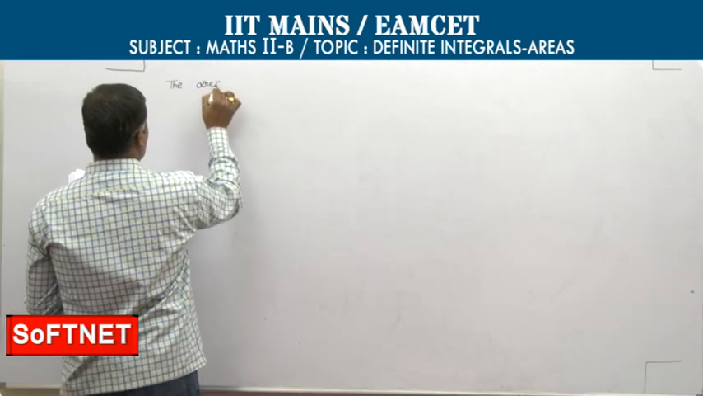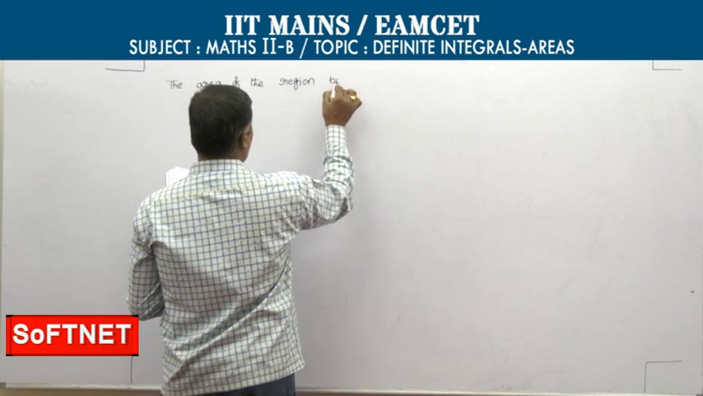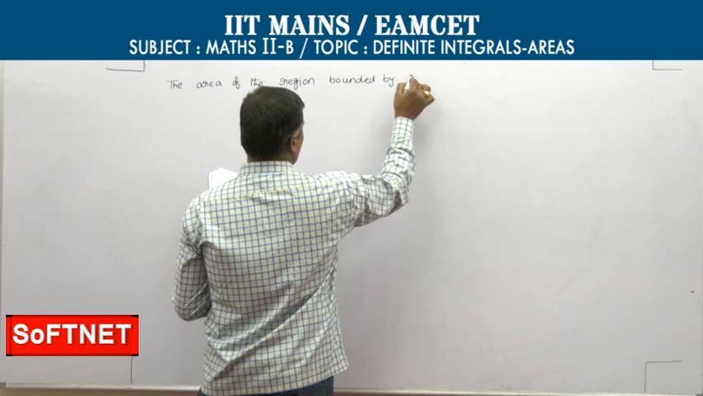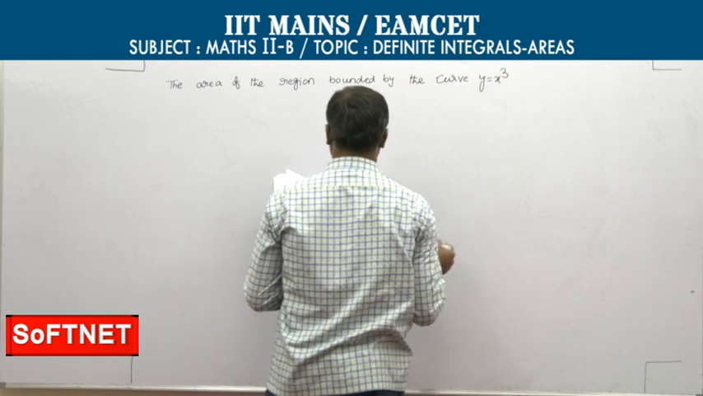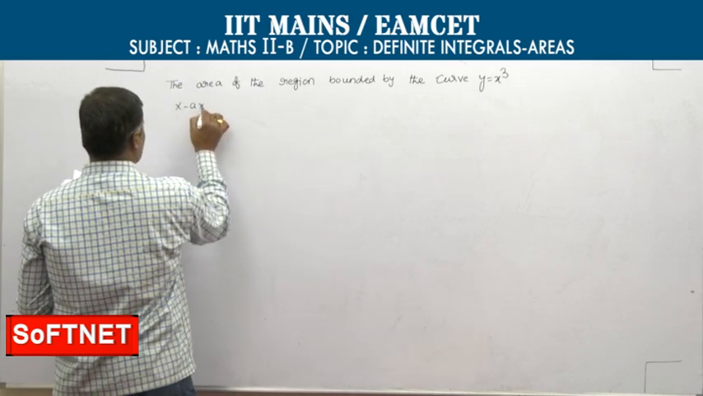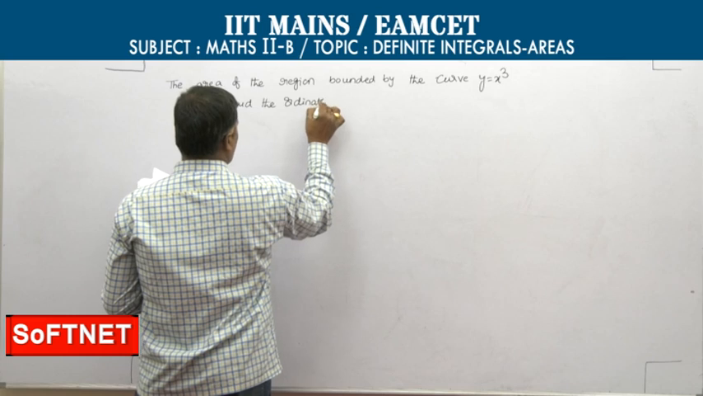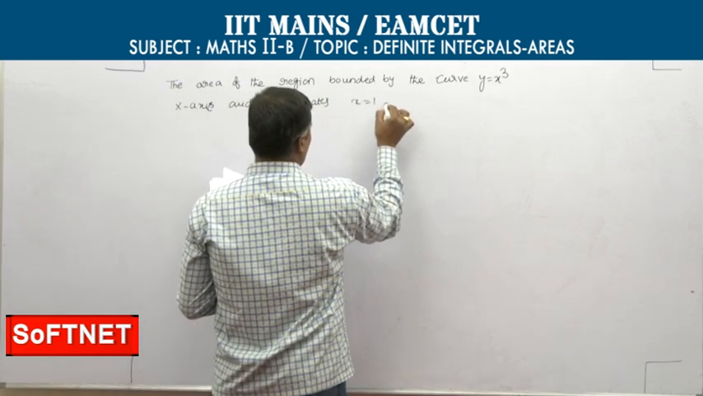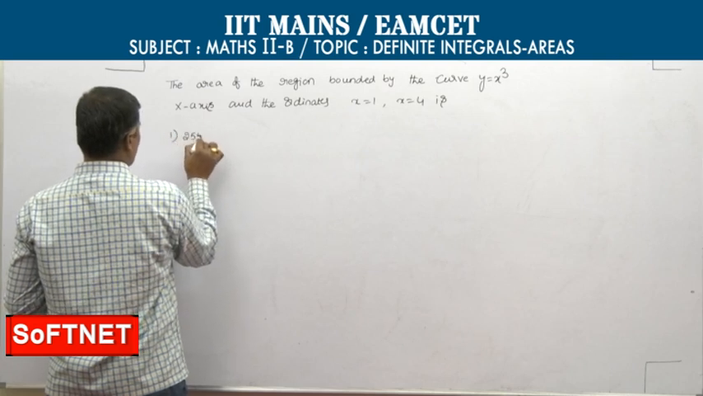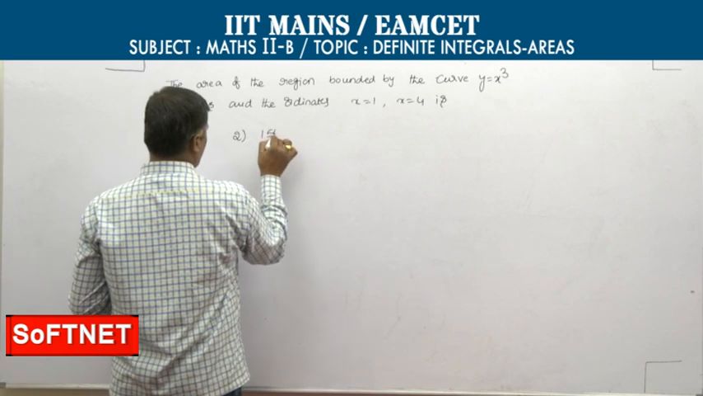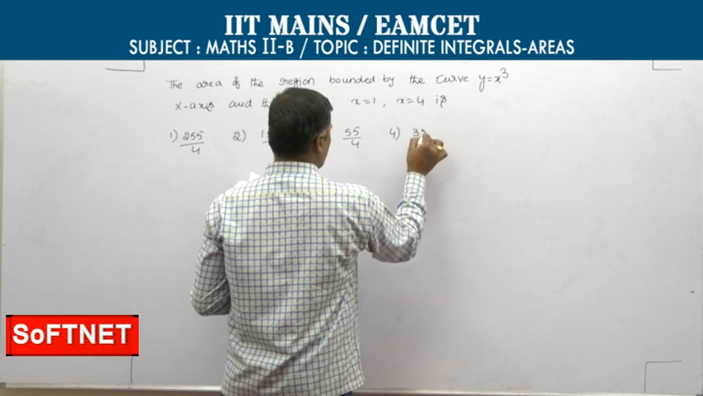The area of the region bounded by the curve y is equal to x cube, x-axis, and the ordinates x is equal to 1, x is equal to 4 is: first option 255 divided by 4, second option 155 divided by 4, third option 55 divided by 4, fourth option 355 divided by 4.